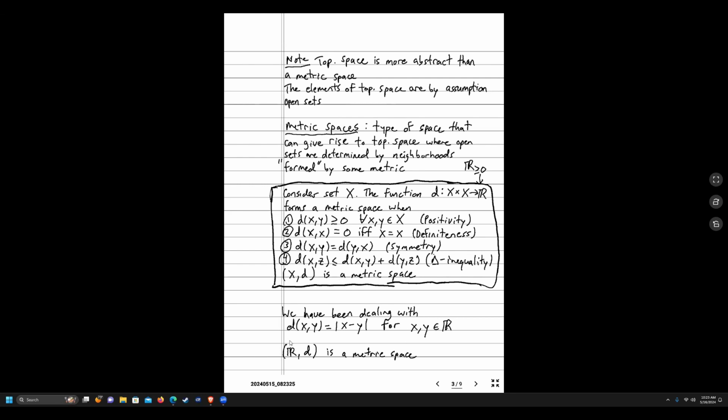In the baby real analysis playlist, we've been dealing with our distance being absolute value. That's what we're usually going to do for most of these videos in this part of the playlist. But we don't have to; we could use different distances. The real numbers paired with this distance d using absolute value is a metric space. You can check that it meets all those requirements by using the definition of absolute value and the properties of absolute value near the beginning of the real analysis playlist.